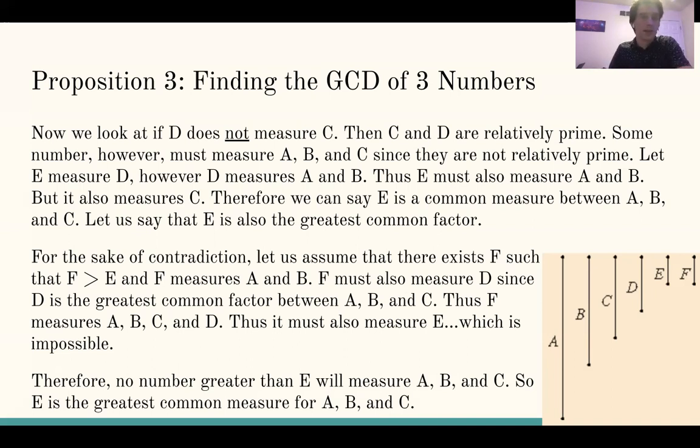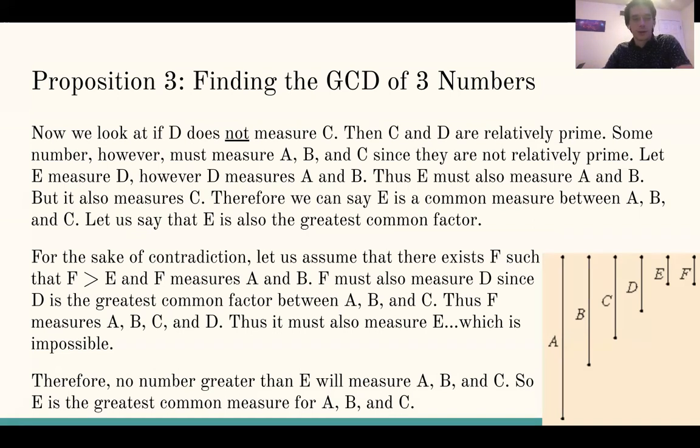That's how we started. And so we're going to let E measure D, and then we're going to let D measure A and B, right? Because that's how we had stated earlier. So E must also measure A and B. This is just true because of proportions, right? But then it's also going to have to measure C, right? Because C is proportional to A and B. So we can say that E is a common measure between A, B, and C. So we can say that E is the greatest common measure. It's the greatest common factor, right?